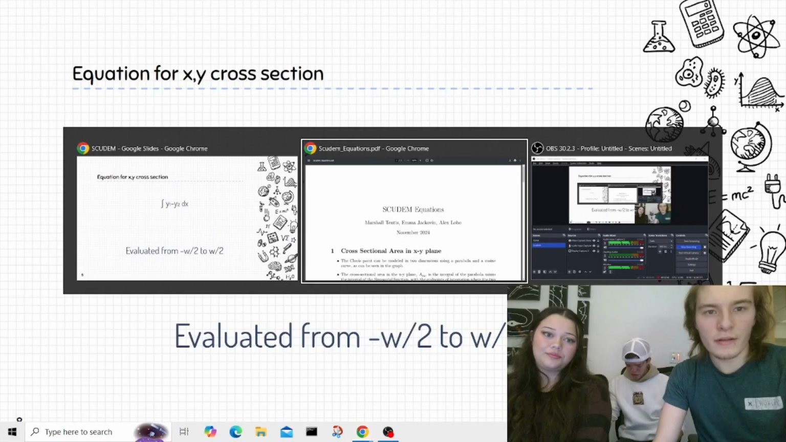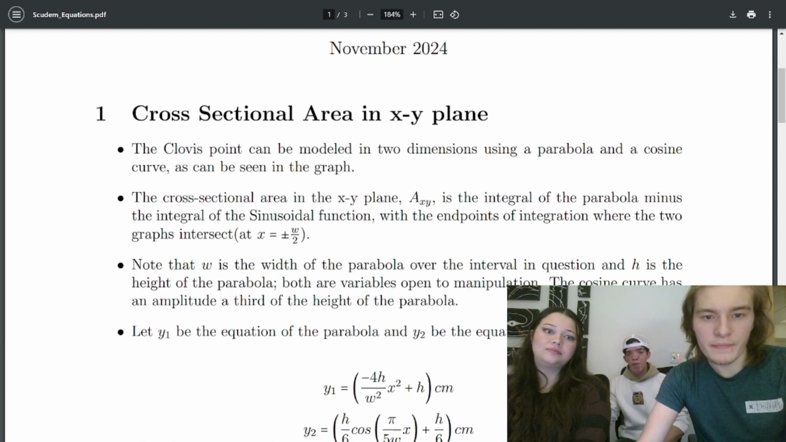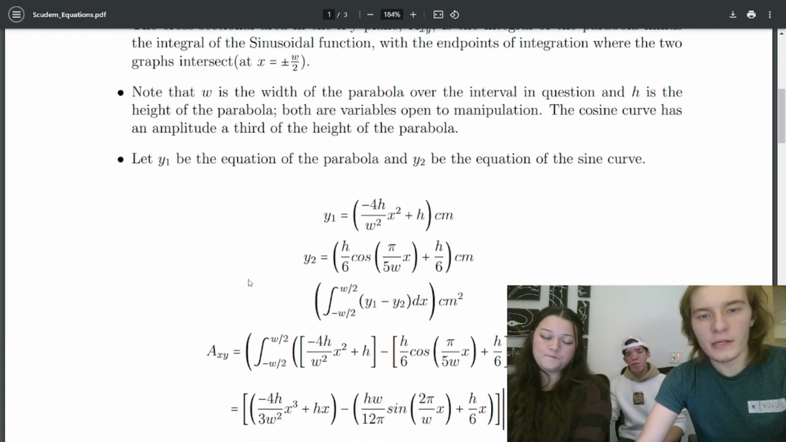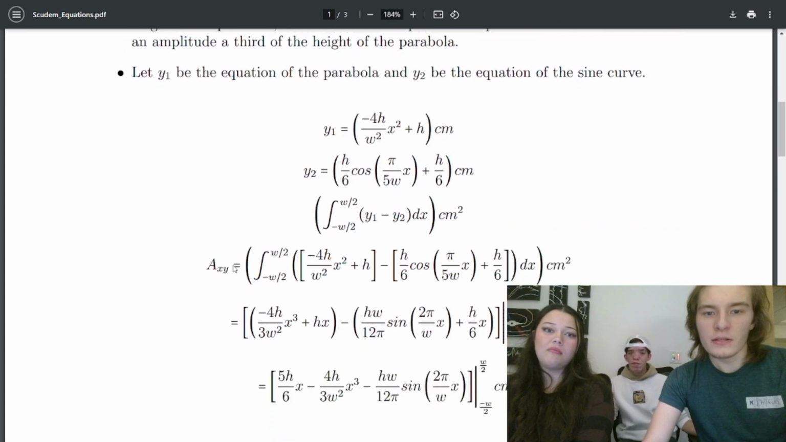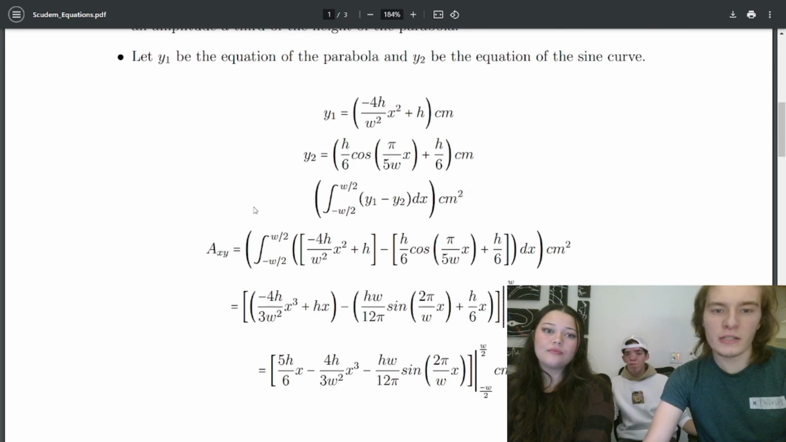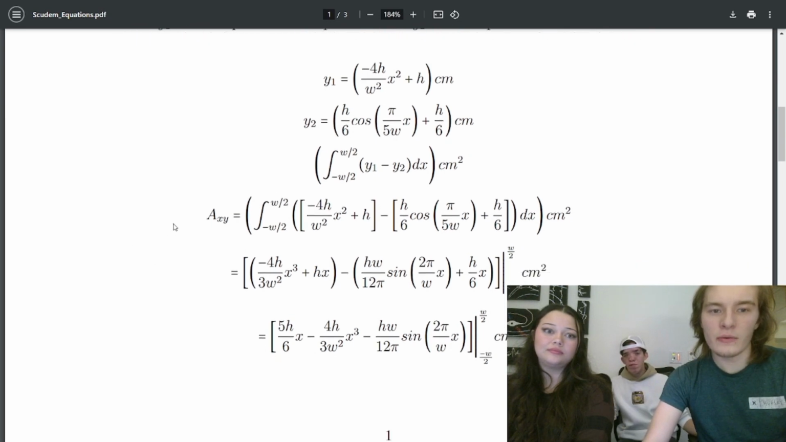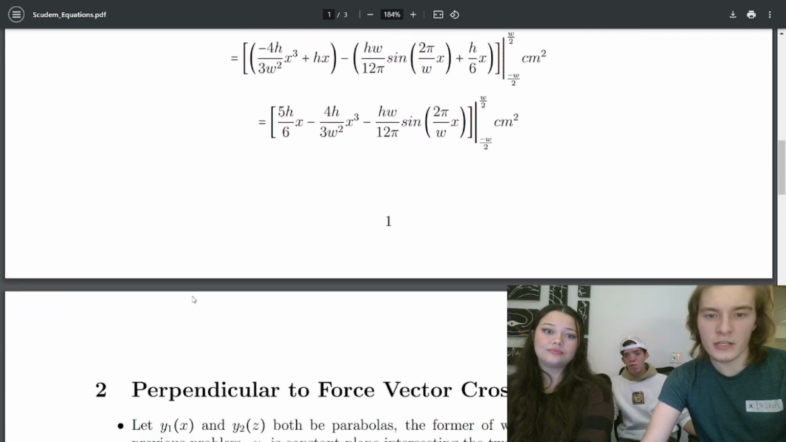Okay, so to find the equation for the cross-section, we have the y1 and the y2, and those are respectively the parabola and the sinusoidal curve, and those were derived just through using the normal characteristics and kind of using trial and error to tailor it exactly how we wanted it to. So we have the integral subtracting the two, and that will give us the area of the cross-section in the XY plane.